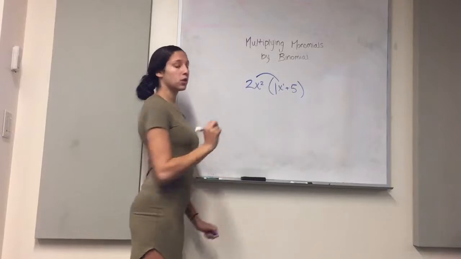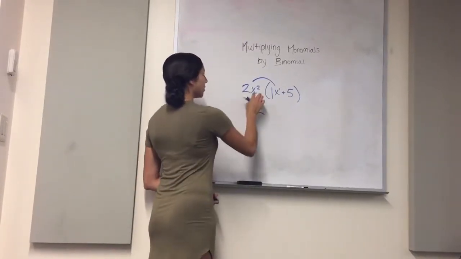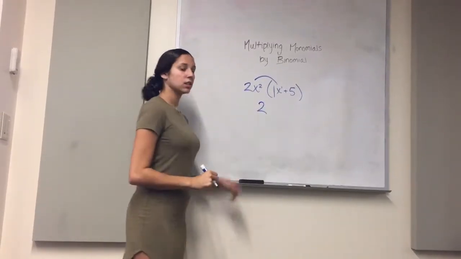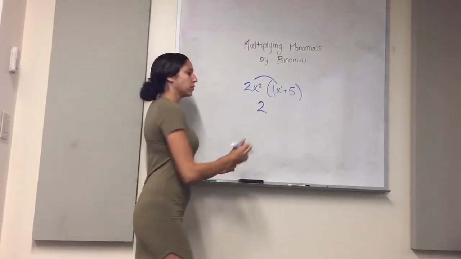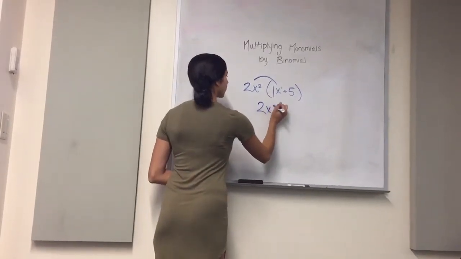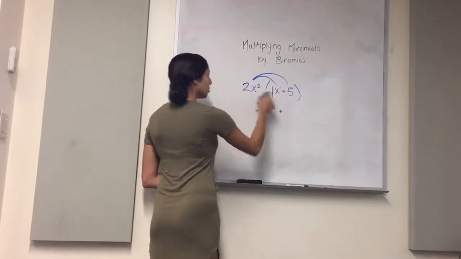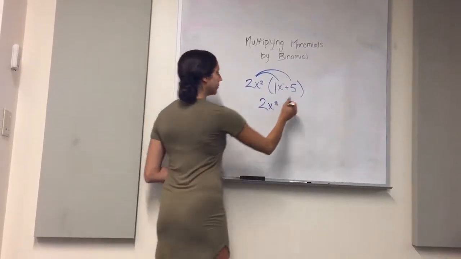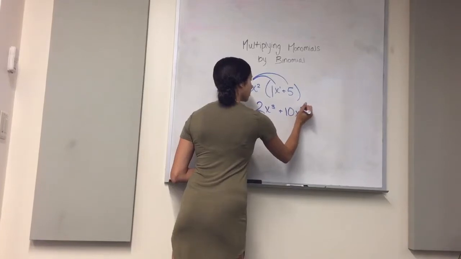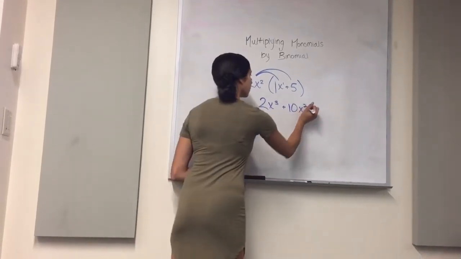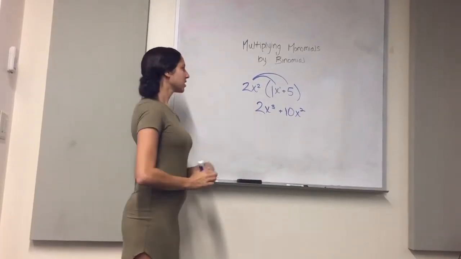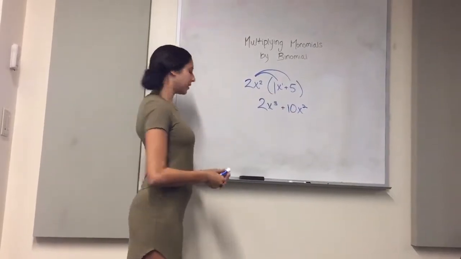So we'll have 2 times 1, which is 2. Now we're going to have x squared times x to the first. So we'll add the 2 and the 1, and we'll get our x cubed. And now we have to bring our 2x squared over to our 5. So we'll multiply our 2 times 5, which is 10, and bring over our x squared, because we can't forget about our x squared. So that's multiplying a monomial by a binomial.